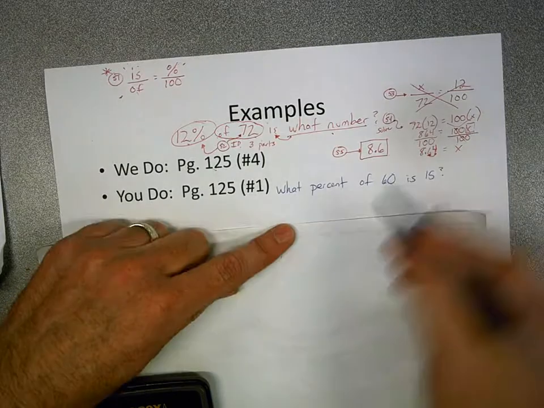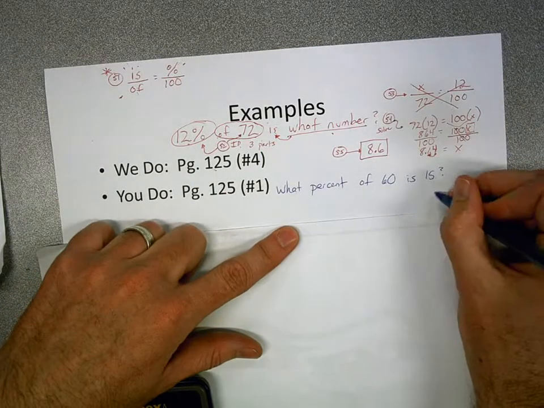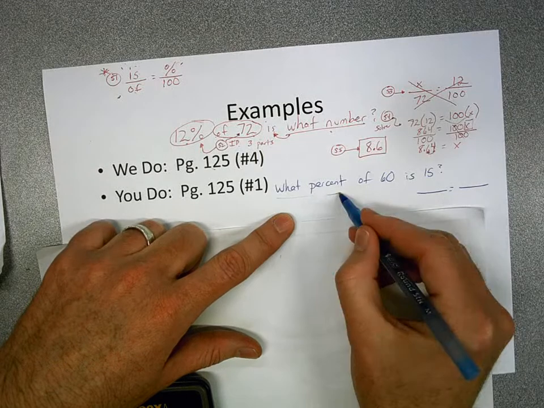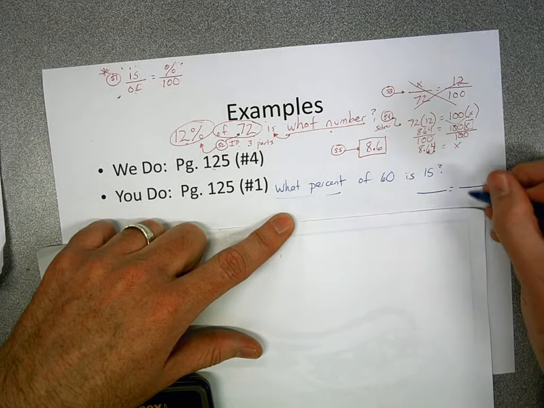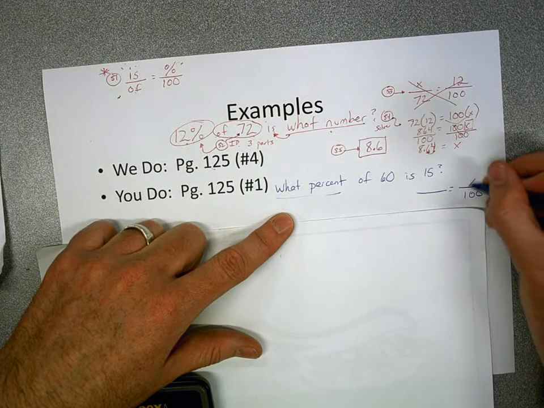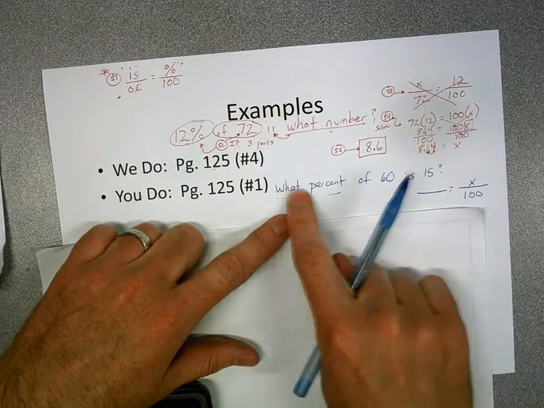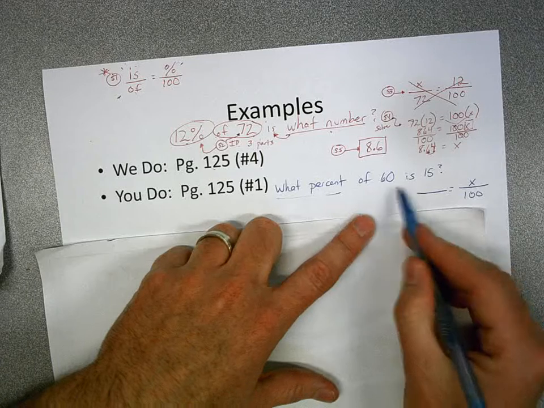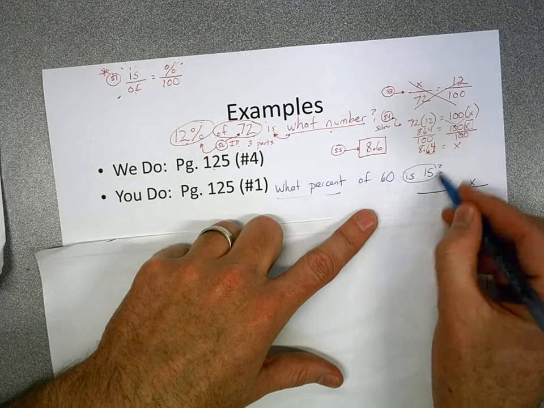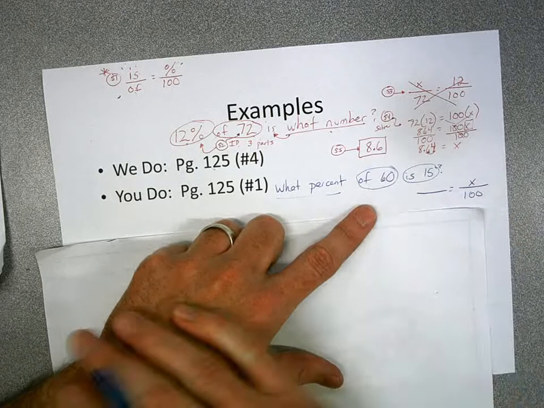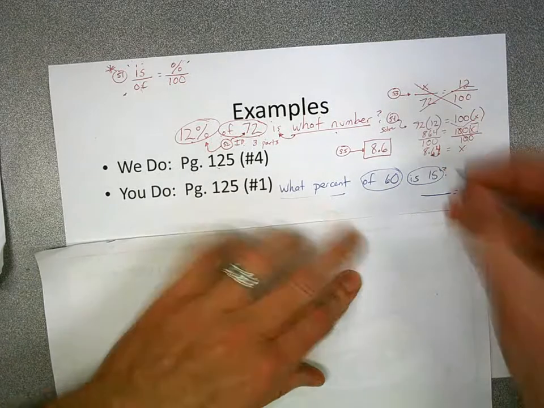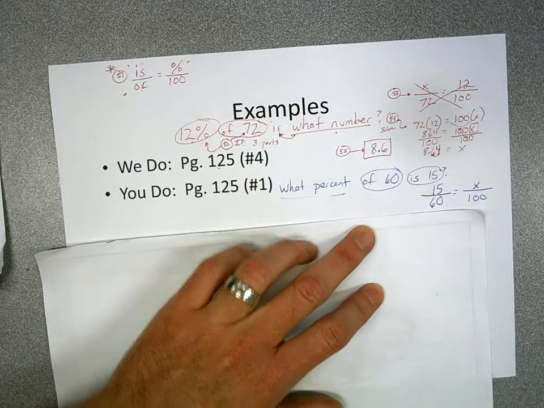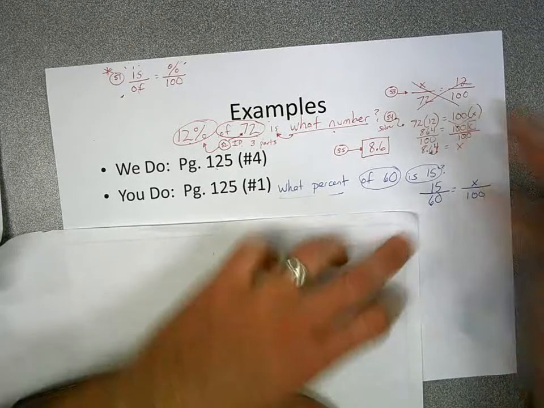The very first thing I notice is I'm going to set up my proportion. What percent means we don't know, so our 100 stays there. The percent part I'm not sure of. So what I then have is my is over of. Well, look, 15 has to be with the is, so that means 60 has to be with the of. Is over of. So my is 15 over the of, the whole, which is 60. Now I have my proportion.